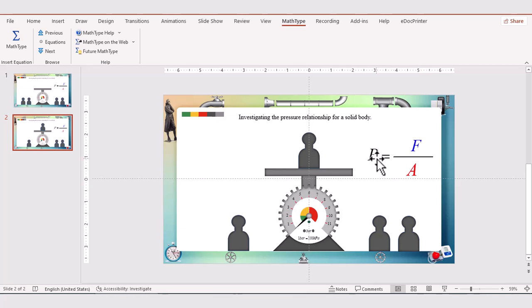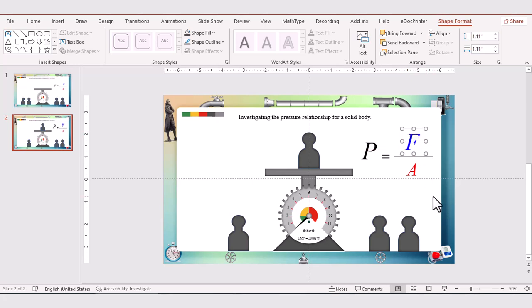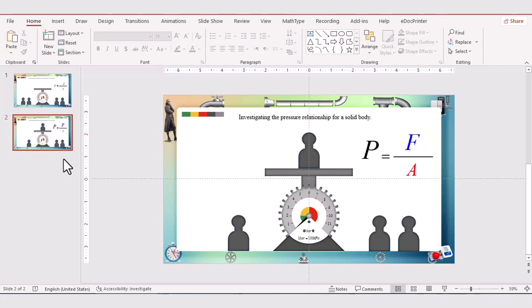I am going to make a smart animation with the help of morph effects so that the audience will understand my teaching when I explain the pressure relationship of a solid body.